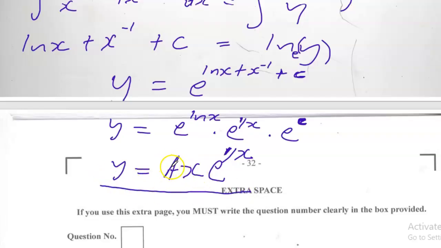Of course, where A is a constant, since e to the power of a constant will give us another constant. We just call that A, or whatever you want to call it. So that's it.